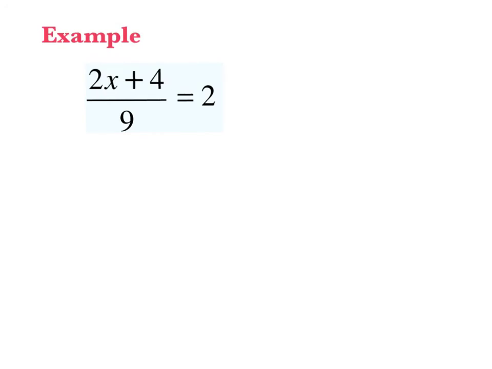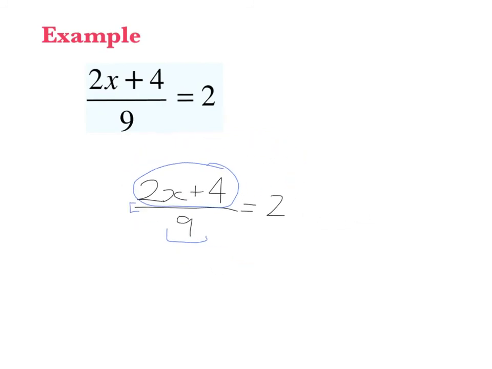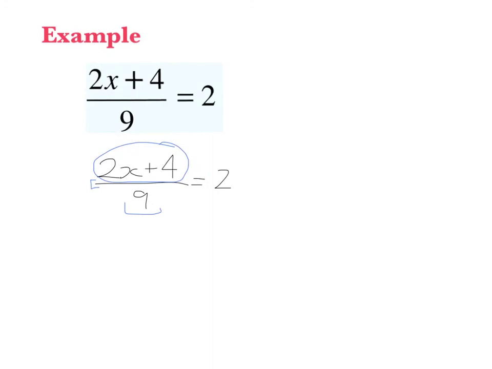Okay, next little guy. This is an important one to pay attention to. 2x add 4 divided by 9 equals 2. That, my fine young friends, is saying that this whole entire statement, 2x plus 4, all of that divided by 9, is equivalent to 2.